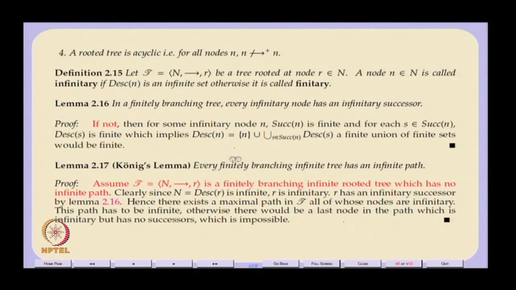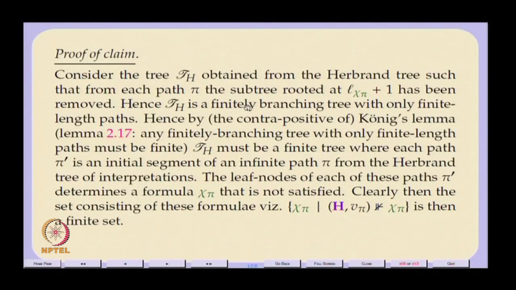If you take every finitely branching tree as an assumption, then every finitely branching tree which has no infinite path should be finite. Right. So, what am I saying now? How am I going to construct this finite tree?